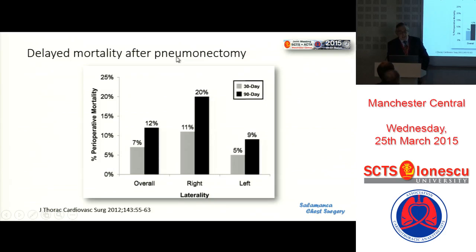The late mortality after pneumonectomy has been published to be very, very high in patients after induction chemotherapy. If you rely on 30-day mortality, it could be acceptable. 7% is all right, 11 is a little bit higher, and 5 after left pneumonectomy. But look at these figures after 90 days. After pneumonectomy, 90-day mortality is 20% after induction and pneumonectomy.